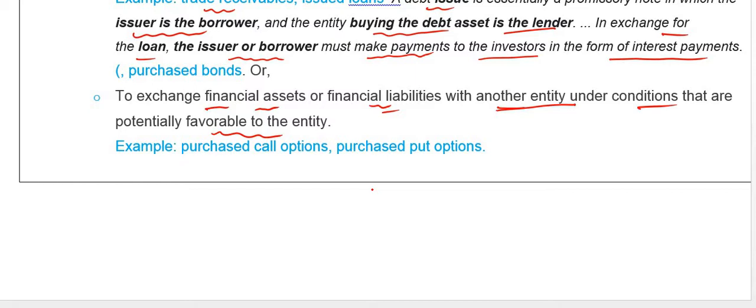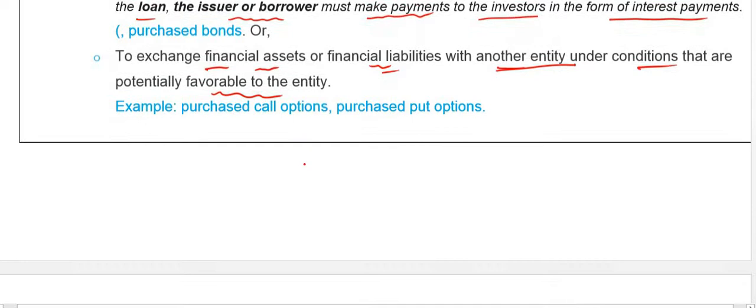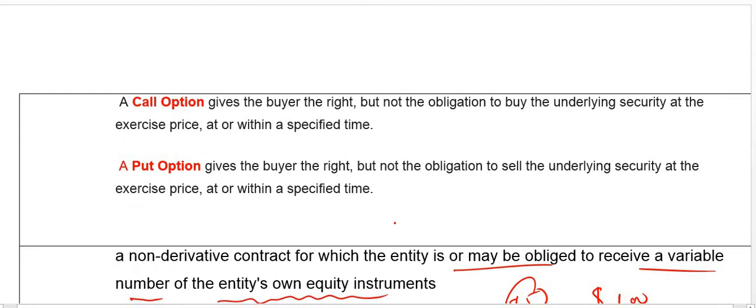Like a purchased option. And what is a call option? A call option gives the buyer a right, but not an obligation. It means you get a right, but it is not obligatory, not mandatory, for you to buy. So when you purchase a call option, you have the right but not the obligation to purchase the underlying security at the exercise price, at or within a specified time.